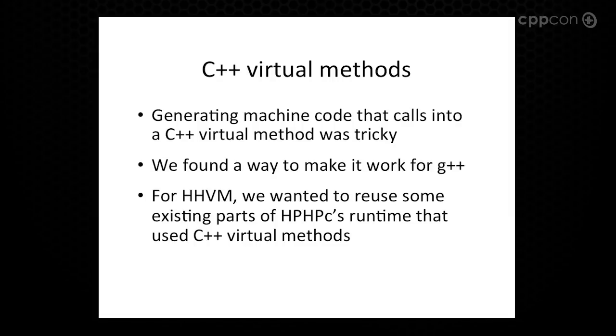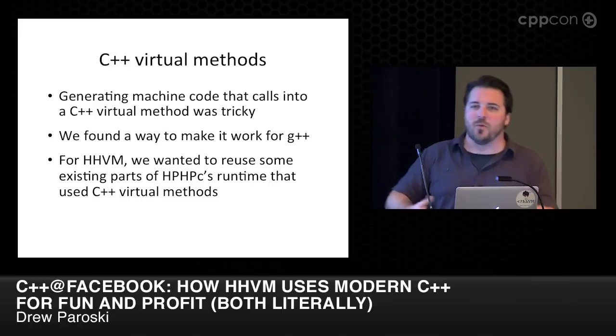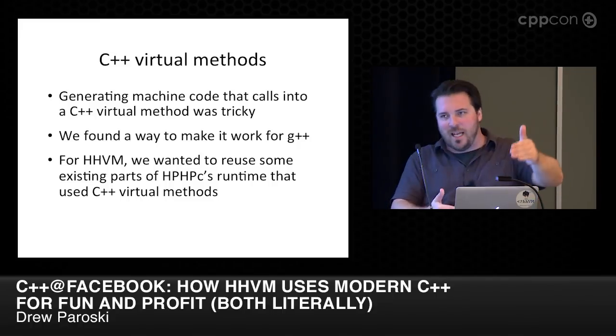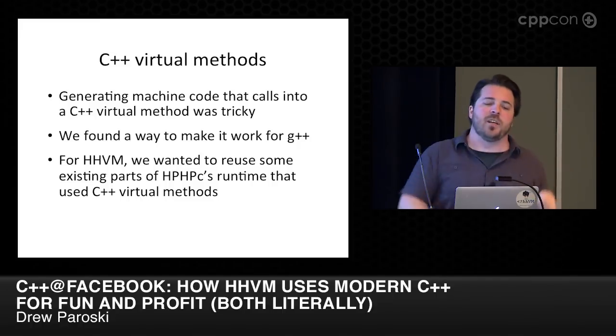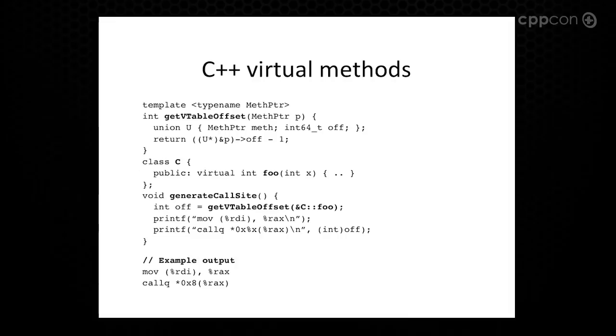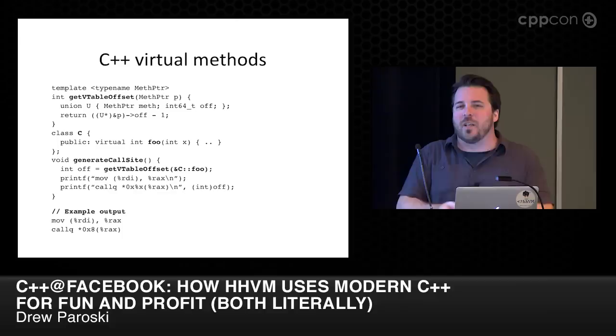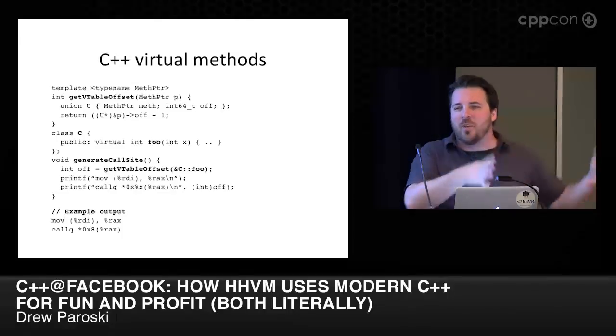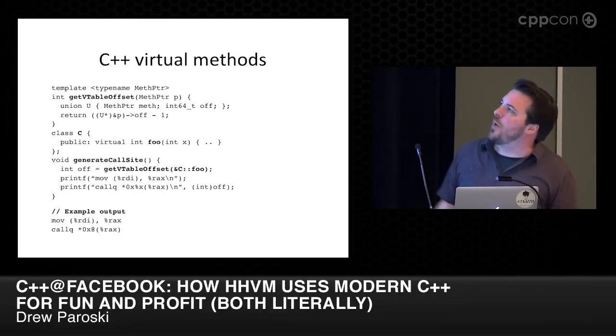Virtual methods, same deal, slightly trickier. With virtual methods, you don't have an immediate you can just burn in. You have to pull up the vtable, you know what slot to look in, you read the machine code address out of that slot, then you dispatch to that. We eventually did away with most of the virtual methods in HHVM where we had machine code calling into virtual methods. We eventually massaged things so they weren't virtual anymore. But here's how we worked around it.